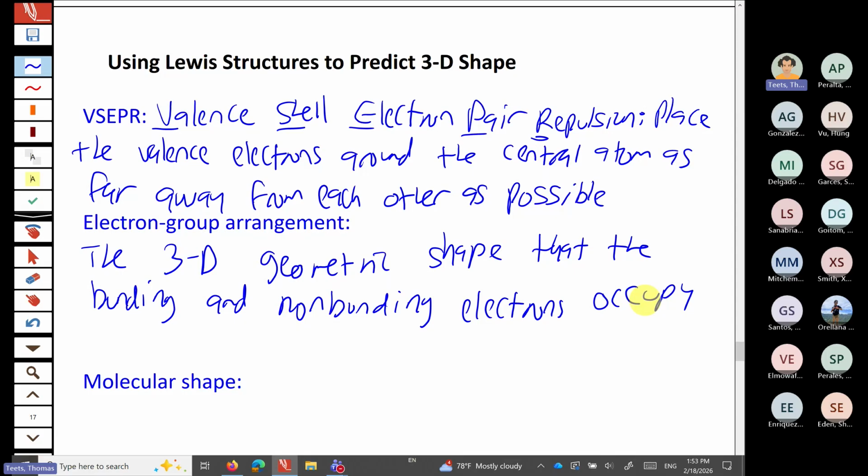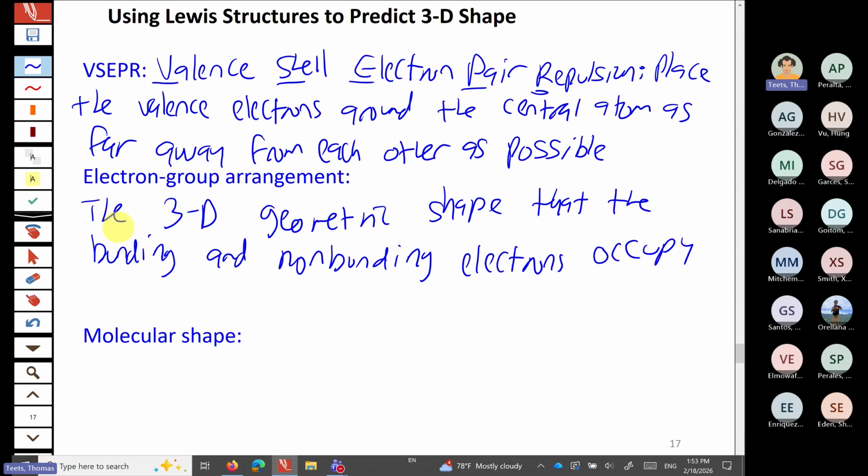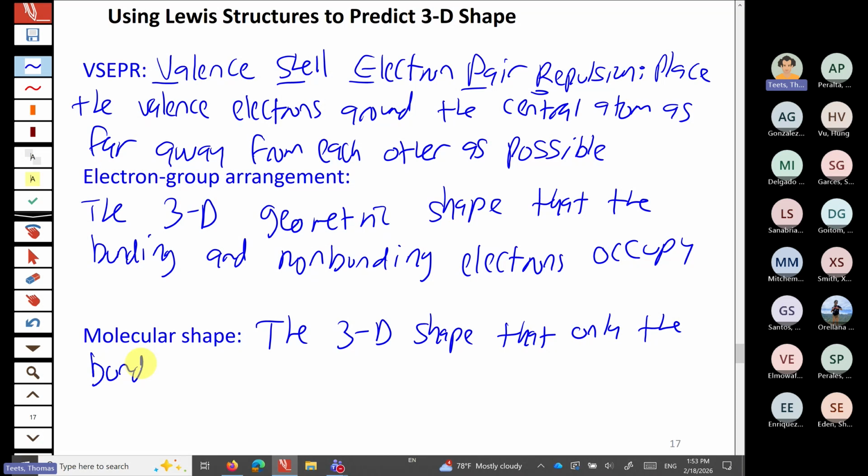But usually the more useful term to talk about in chemistry is the molecular shape, or the molecular geometry as it's sometimes called. This is the three-dimensional shape that only the atoms occupy. So it basically ignores the lone pairs on the center atom when you define the molecular shape. There are more possibilities for molecular shape because each electron group arrangement has some number of molecular shapes that fall under it, which depend on how many lone pairs the center atom has.